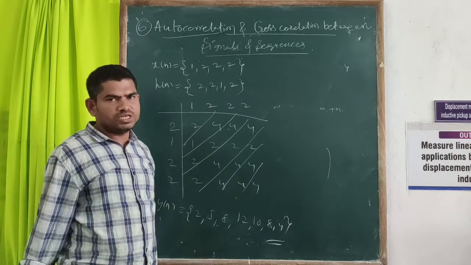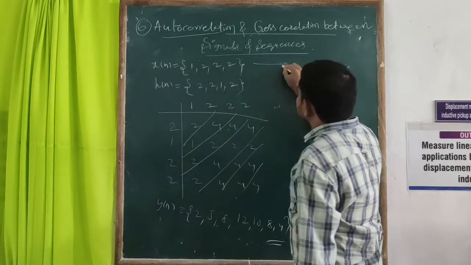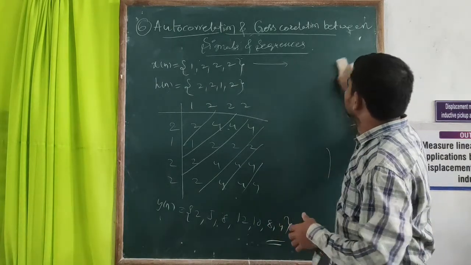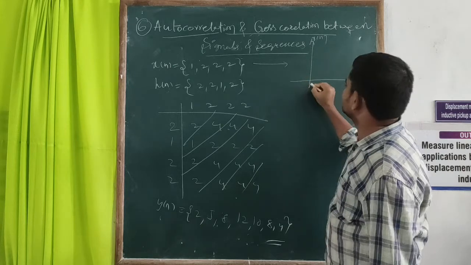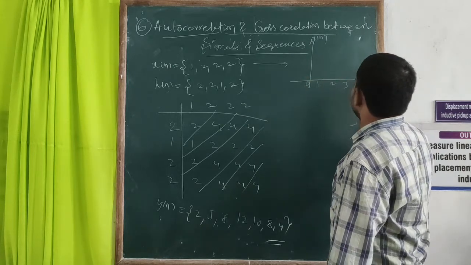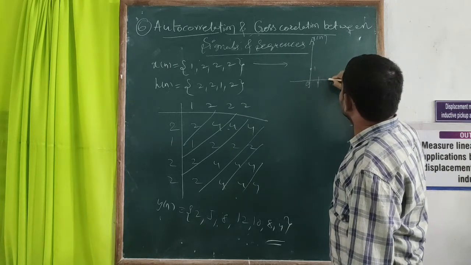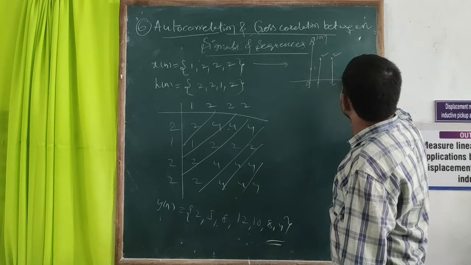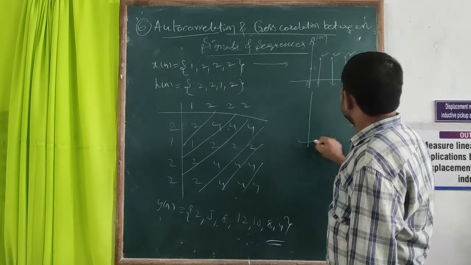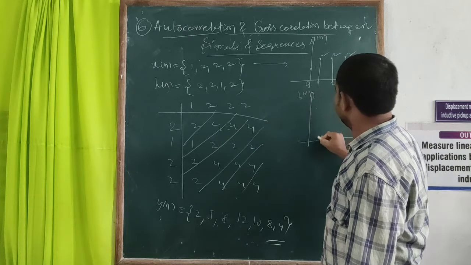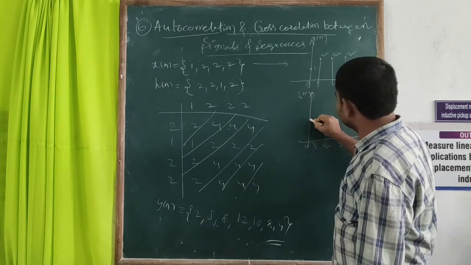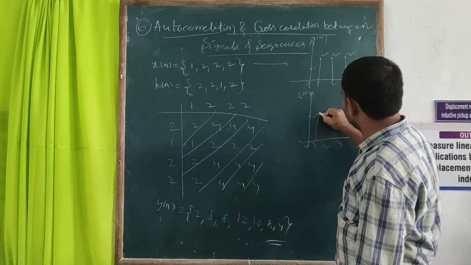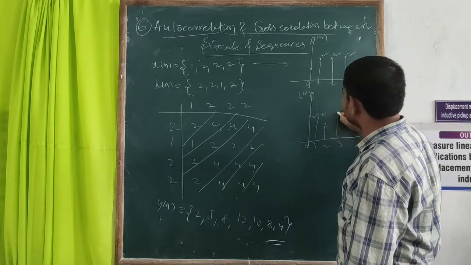In the graphical representation, how? Suppose this is x of n. We can draw the graph of x of n. Points are there 0, 1, 2, 3 and n, with amplitudes 1, 2, 2 and 2. And this is h of n, 0, 1, 2, 3. At 0 the amplitude is 2, and 2, and this 1 and 2.